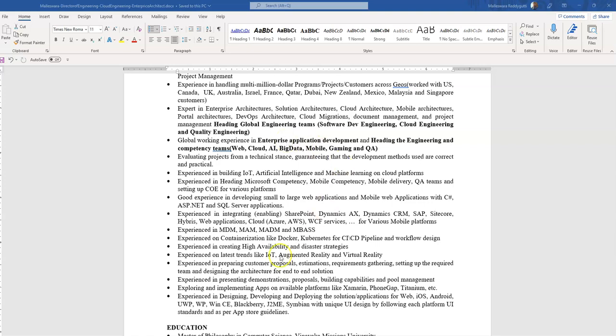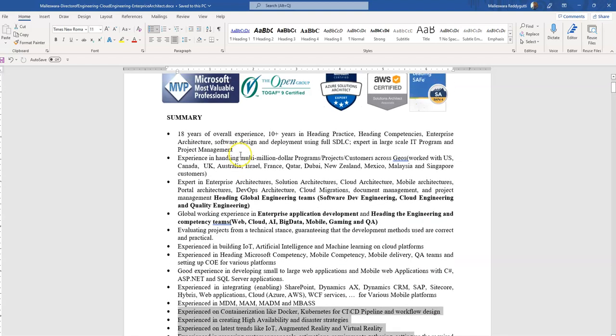But if you are an architect, you can mainly highlight the areas which belong to you, based on your experience. For example, in your case, you might be working on high availability and disaster recovery strategies, maybe something on the DevOps side as well, and at the same time migration related projects. That level of experience you need to bring to the top.